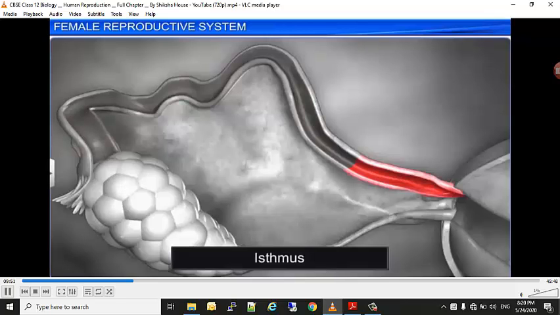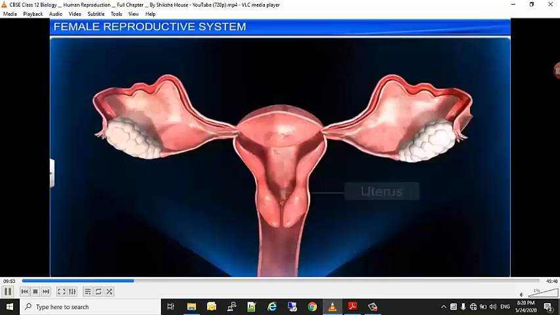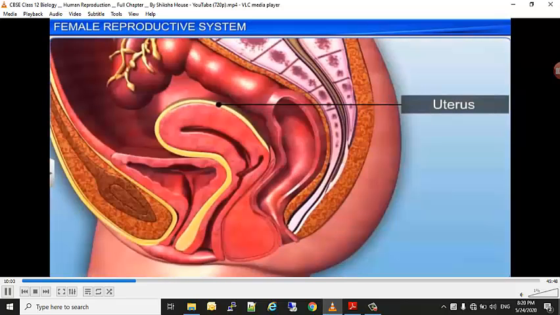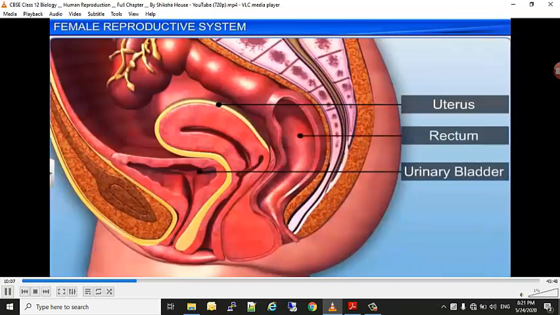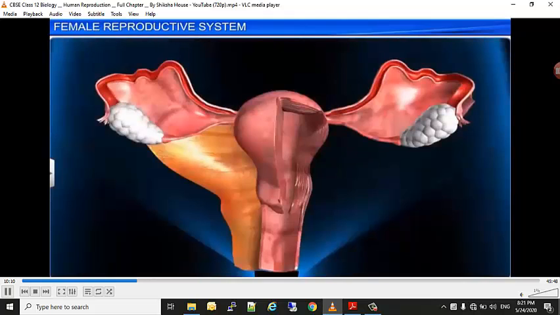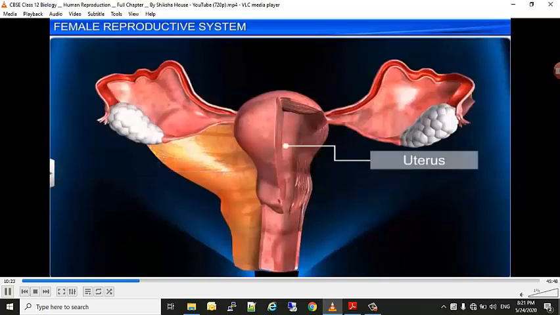The uterus is a hollow, pear-shaped muscular organ. You can see the pear shape, and it is highly distensible. It is situated in the pelvic cavity between the urinary bladder and the rectum. It is also known as the womb. It is supported by the ligaments attached to the pelvic wall known as mesometrium. The uterus opens into the vagina through the narrow cervix. The cavity of the cervix is called the cervical canal, which along with the vagina forms the birth canal.